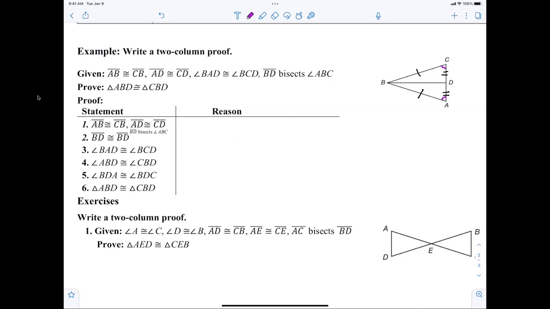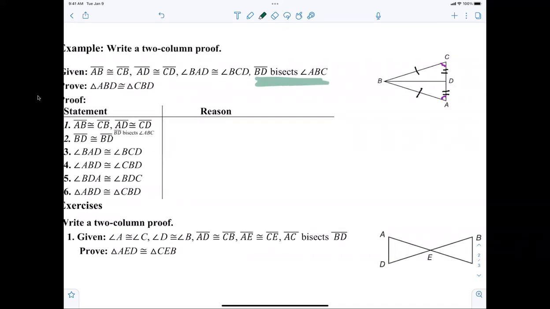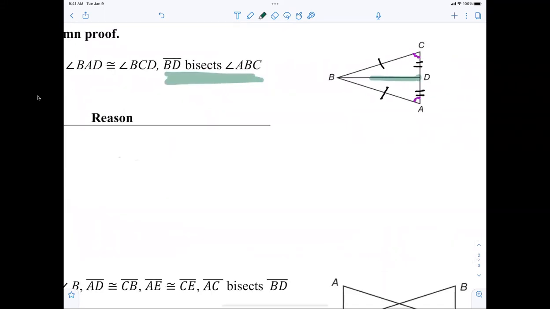All right. So this is my fault. Look right here, guys. Underline BD bisects ABC. And like I said, this is confusing. I don't know why. So BD bisects ABC. So what is true? Tell me.